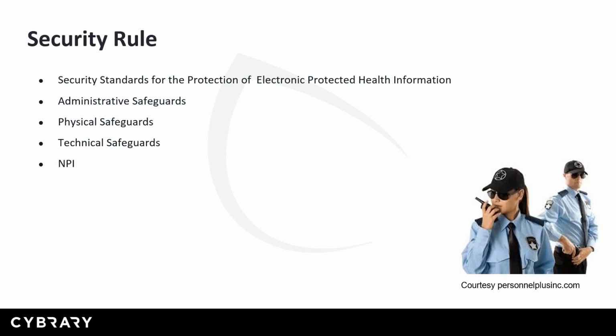So in the last video, we talked about the privacy rule. We took a pretty deep dive into it so you can fully understand what it's used for. And then in this video, we're going to talk about the security rule. Now again, the main factor that's different between the two is the security rule is going to cover your electronic PHI, or your electronic protected health information.